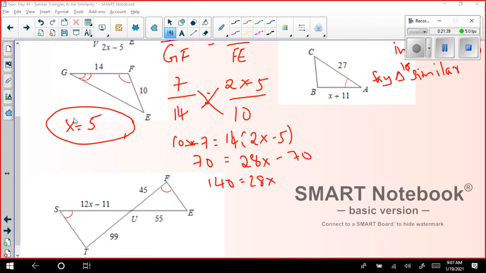Okay. As Sophia pointed out, I had taken GF as 17 instead of 14, so I've made that change. When we take GF as 14, we will have the same simplification and end up getting the value of x as 5 on the first one. You all had said x was 11, so let's check the answer for this one.